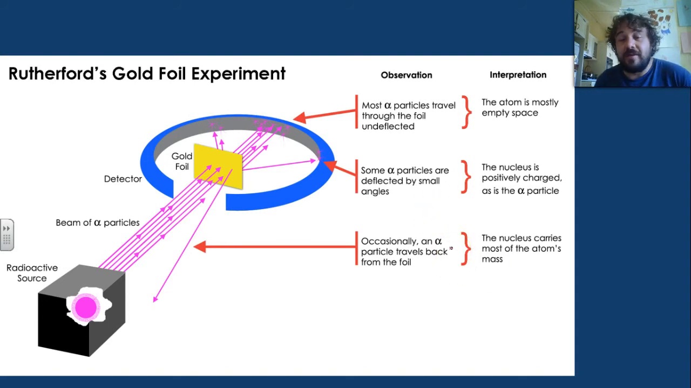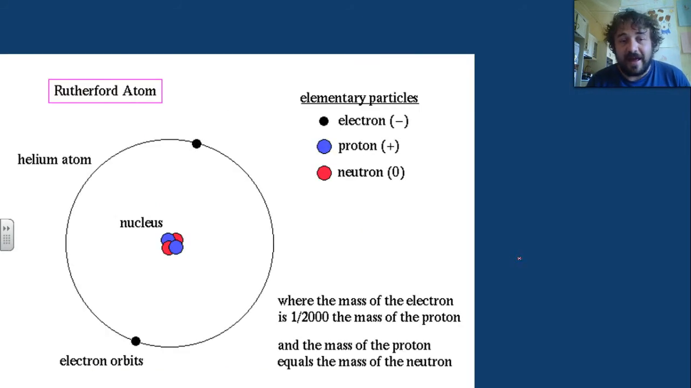Occasionally, one bounces right back. And this means if it bounces directly back, it's hit a solid thing of about the same mass, which means the nucleus is carrying most of the mass. So that's cool. Anyway, Rutherford's rad. This is his atom. So you've got the nucleus in the middle.